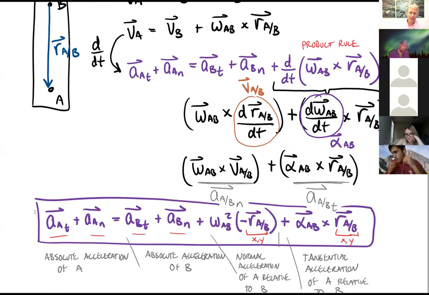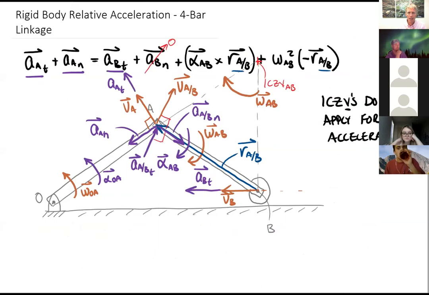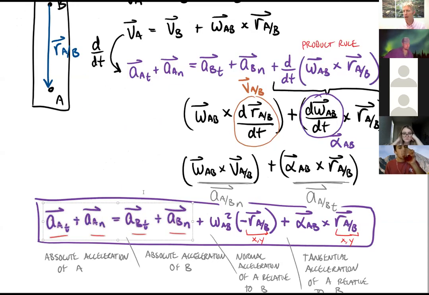We'll see in the examples that these acceleration components often come from rotation as well. The only time they don't is when you have a slot or basically a linear path that either A or B is following. And of course, in a linear path sense, you'll never have a normal acceleration. We can talk more about that related to this first mapping problem.